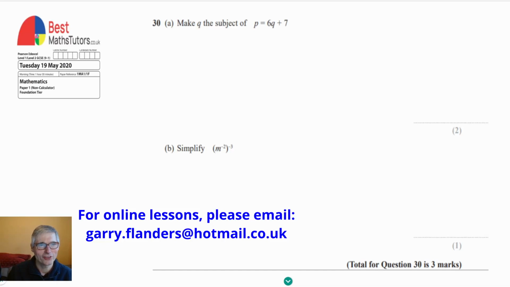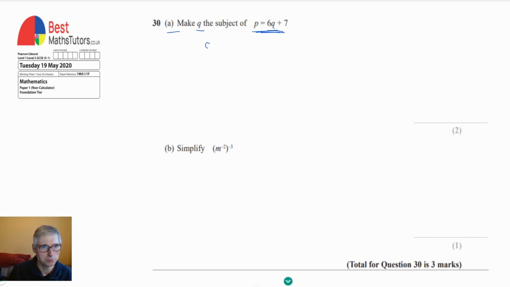This is question 30 and it's a question involving algebra. So in part A, what we've got to do is make Q the subject of this equation. So we've got to take the Q and that's got to become Q equals something. So to do that, what I can do is start off with P equals 6Q plus 7.